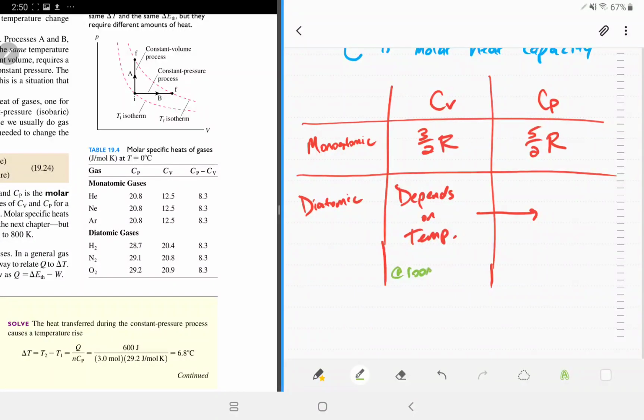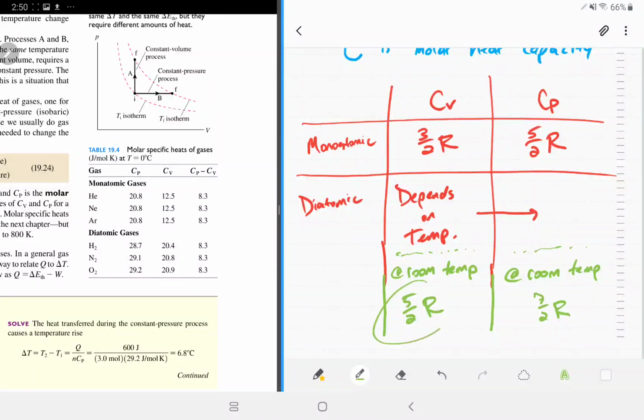So let me just mention that at room temperature, your book in this chapter just says that diatomic gases have this value for CV. It's 5 halves R. So at room temperature, you can say that a diatomic gas has CV equals 5 halves R. And at room temperature, again, we can just add the ideal gas constant, R, to this. So at room temperature, Cp would be 7 halves R. 5 halves plus R.